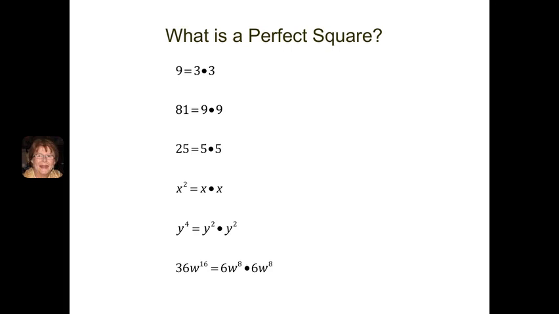36w to the power of 16 is a perfect square because 6w to the power of 8 times 6w to the power of 8 is equal to 36w to the power of 16. So these numbers are all perfect squares because when you factor them, the factors are identical.